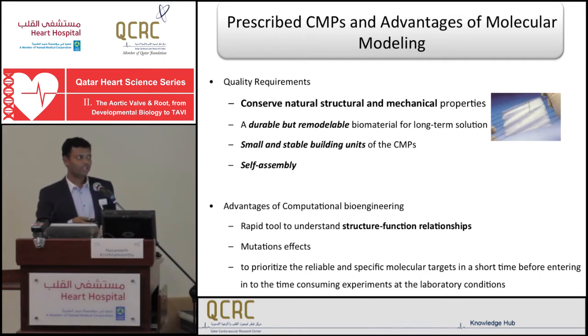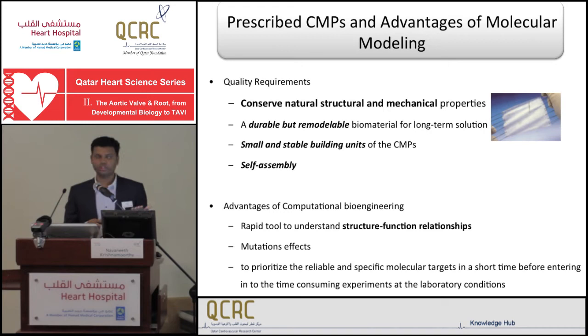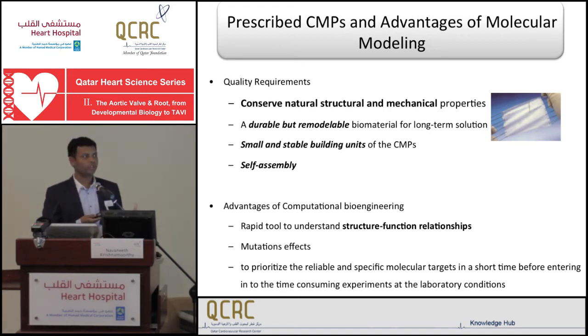And what are the advantages? Why do we need to start with the computational techniques? If you go to the laboratory, if you have at least hundreds of mutations, you have to test one by one. It will take lots of time. But the computational techniques, developed very well in the last decades, are giving rapid tools that point out exactly where to start, so that you can save a lot of time and prioritize where to start.